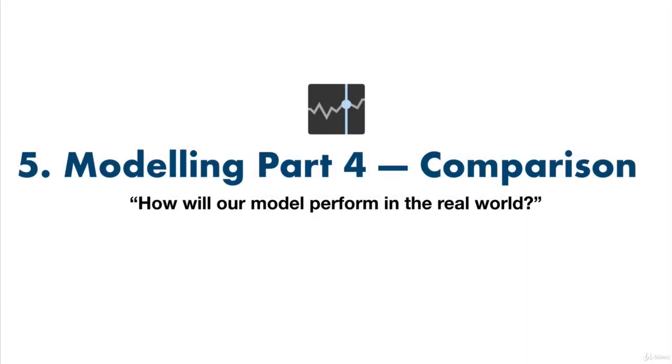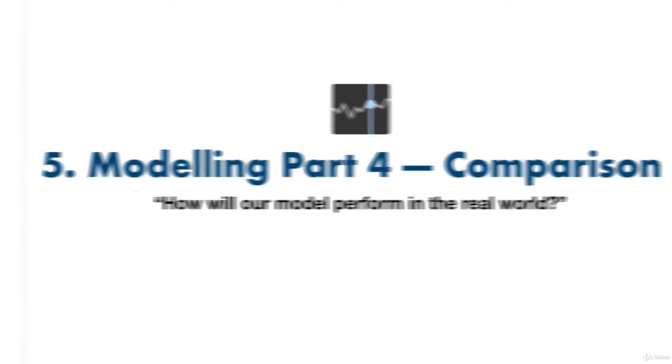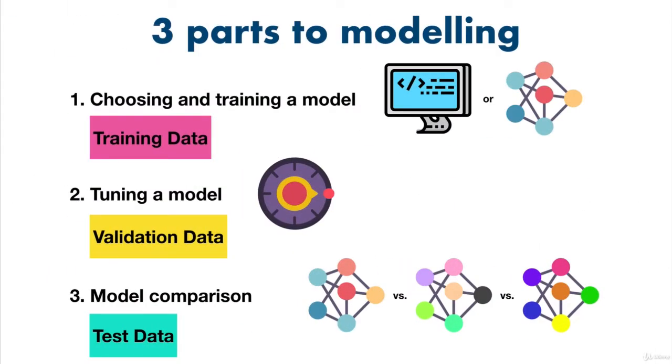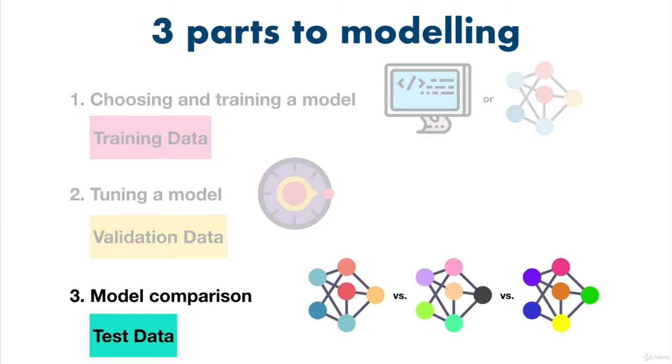Modeling part 4. This is the final part of modeling and it's comparison. What we're wanting to know here is how will our model perform in the real world? So after you've tuned and improved your model's performance through hyperparameter tuning, it's time to see how it performs on the test set. The test set is like the final exam for machine learning models.